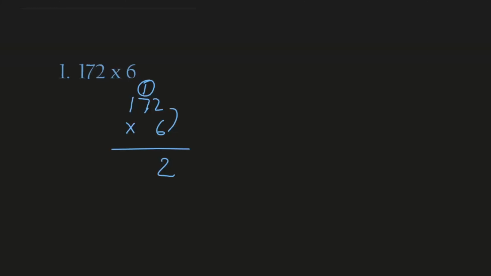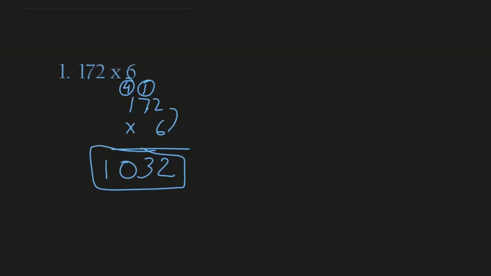So now we do the same thing we did here. So we have 43. So we put the 4 over here and then 3 over here. Now we need to do 6 times 1, which is obviously 6. And then we add the 4. So 6 plus 4 is 10. So we put the 10 there. That's our answer, 1032.